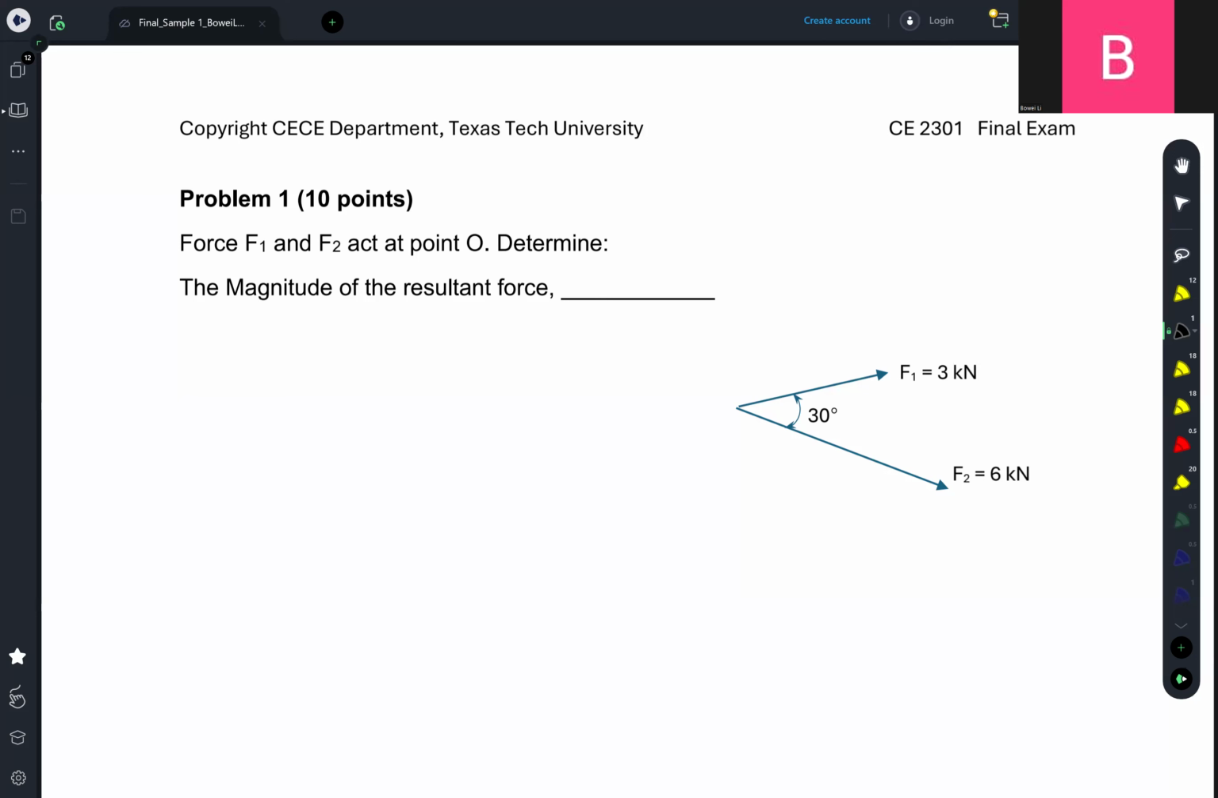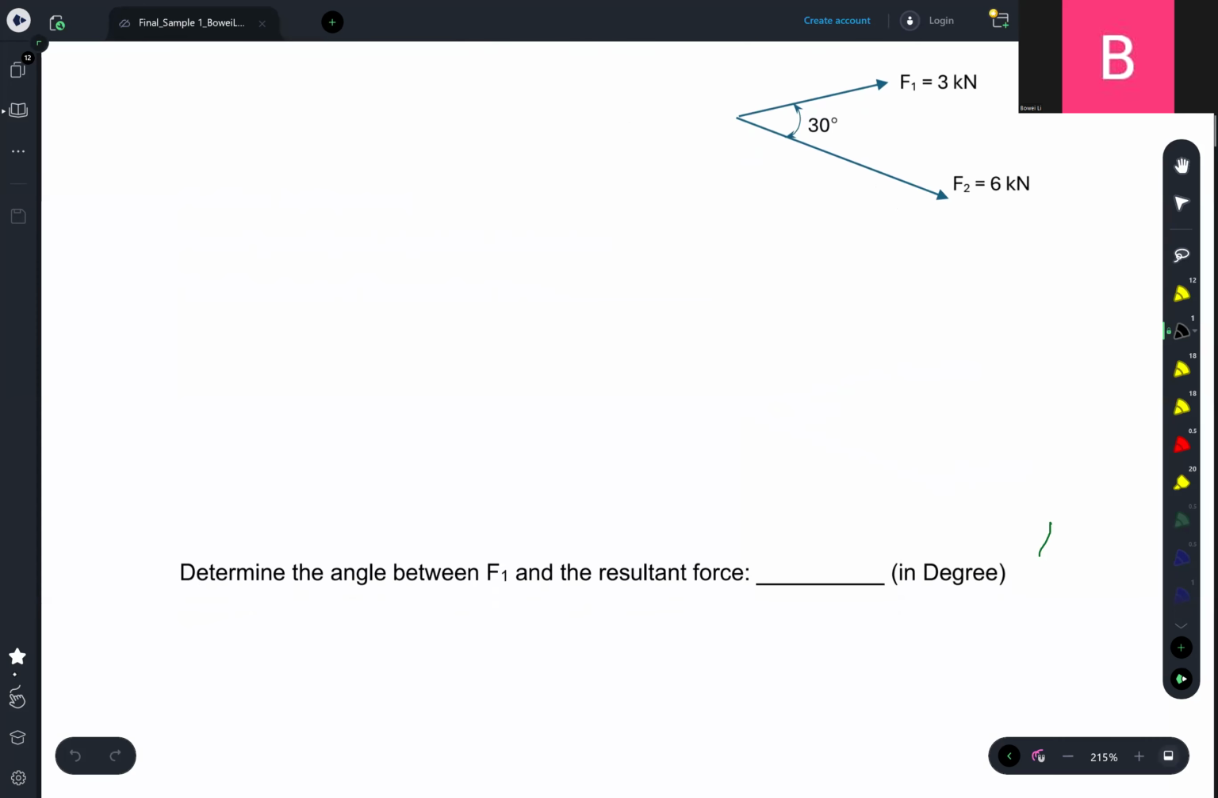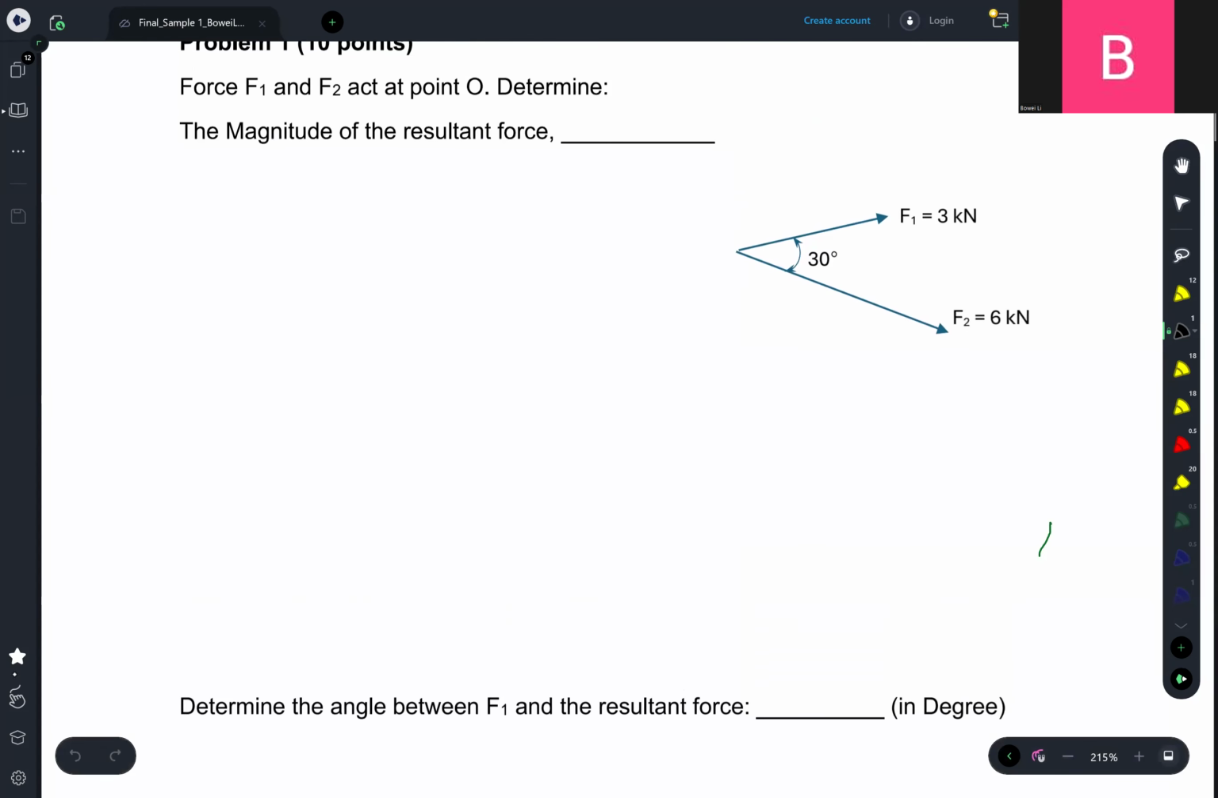So the problem asks us to find... actually, it gives us two forces, force one and force two, acting at a point here. We are supposed to find the magnitude of the resultant force first. And then the problem asks us to find the angle between force one and the resultant force, and how we can approach that.